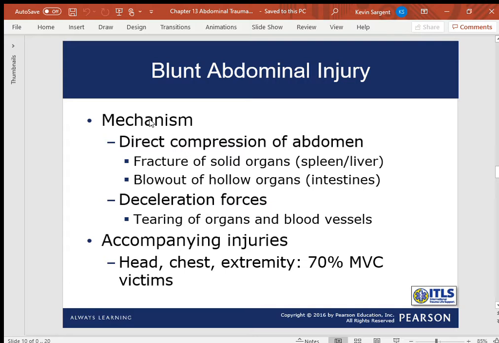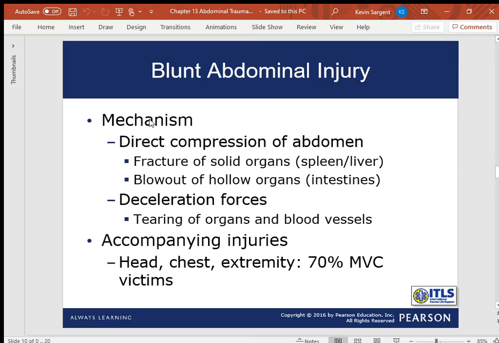Okay. Mechanism, direct compression of the abdomen. Okay, fracture of solid organs. Solid organs bleed. I know I say that redundantly, and you guys are probably sitting out there rolling your eyes every time I say it, but I promise you when you take your test, you're going to ask: solid organs, do they bleed or do they spill? They bleed. Okay, spleen and liver.